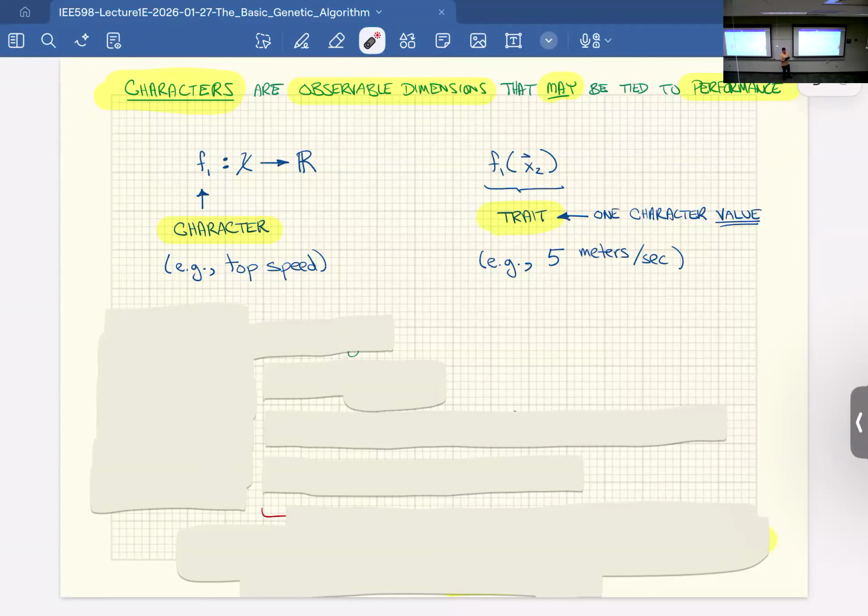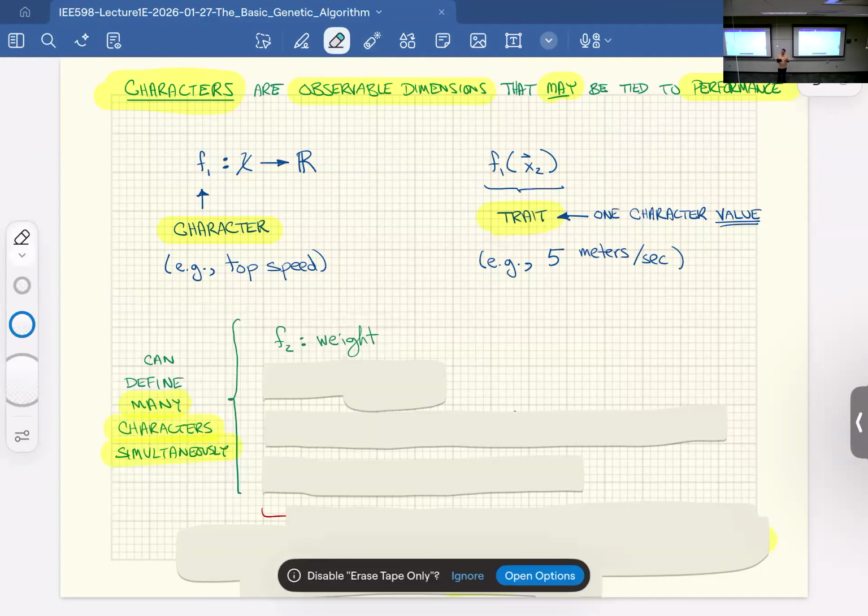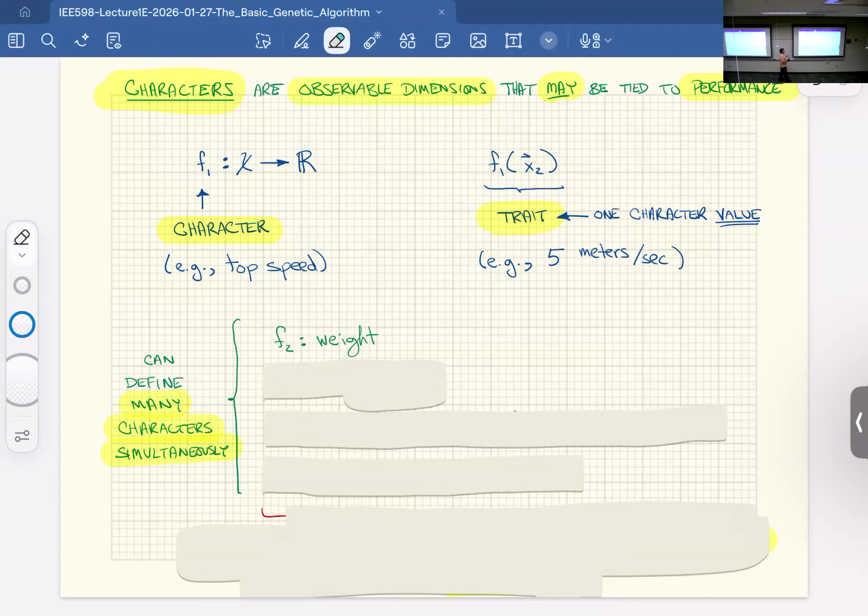And when you evaluate the character for a particular genotype, then we're referring to that as the trait of that individual. So an individual can have lots of different traits. It can be evaluated along lots of different characters simultaneously. So we might have the top speed of the car. We might look at the same genotype and be able to evaluate the weight of that car. We might be able to evaluate the battery life of that car.